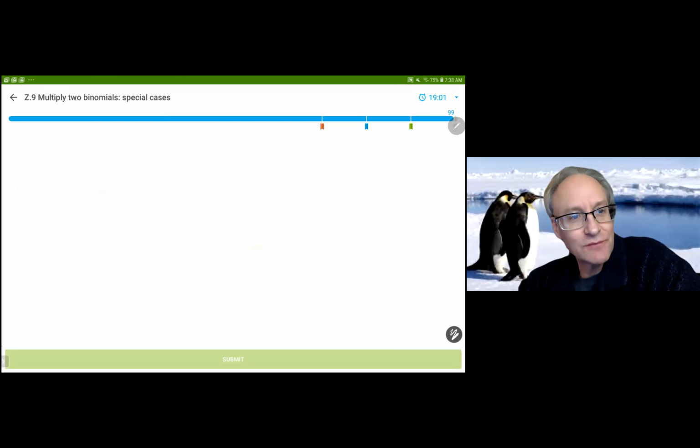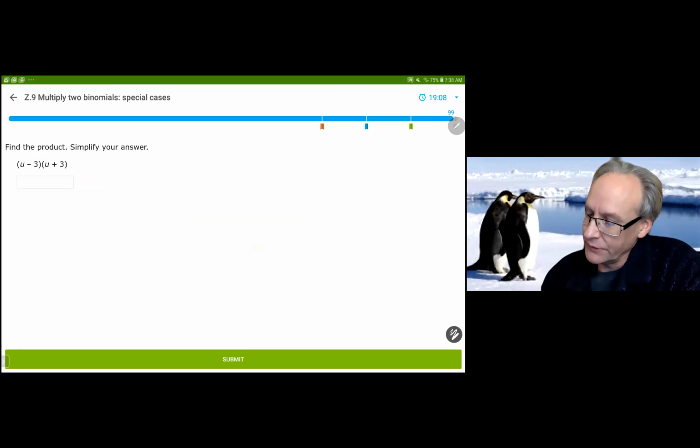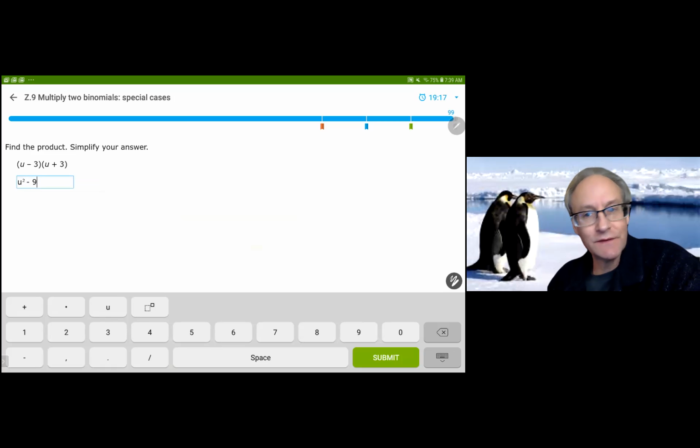And this one is our last one. And it is a nice, easy one. U squared minus 9. I hope you guys will try it yourself. Learn your patterns. U squared minus 9. And we have a difference of squares.